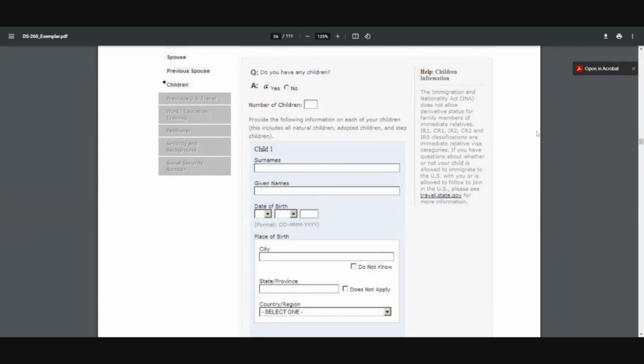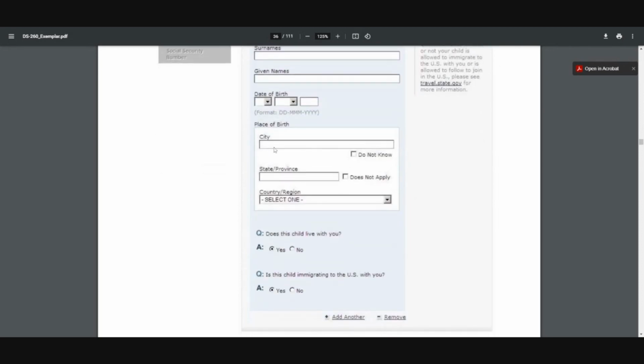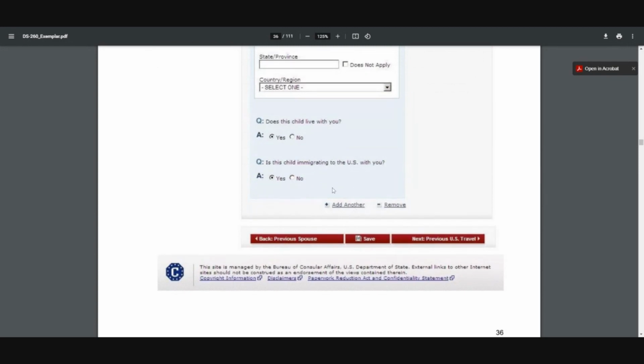Make sure that it matches their passport. By here, they must have their passport. So please, please, please put your kids there, their names, place of birth, where they were born, and the country that they were born. Very, very important. They will ask you whether these children live with you. Put that information over there.